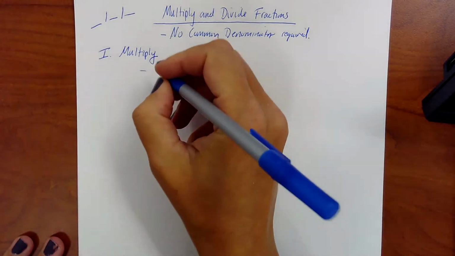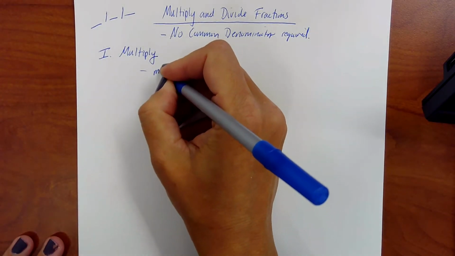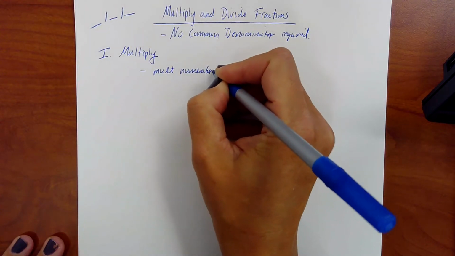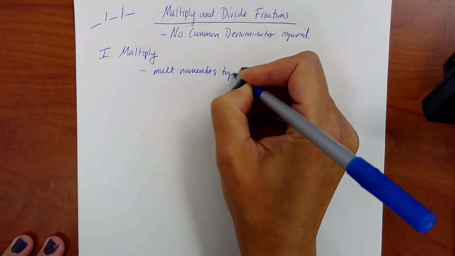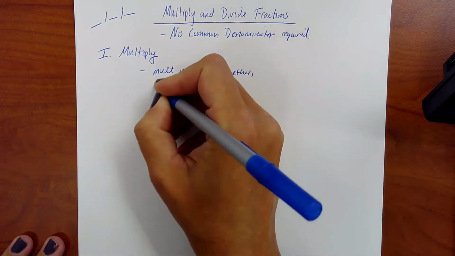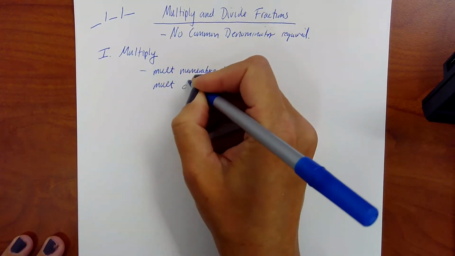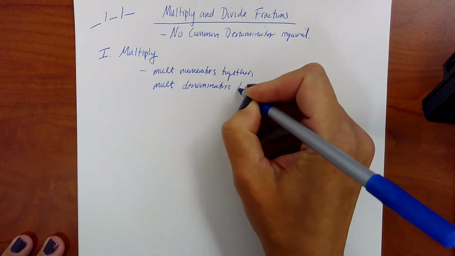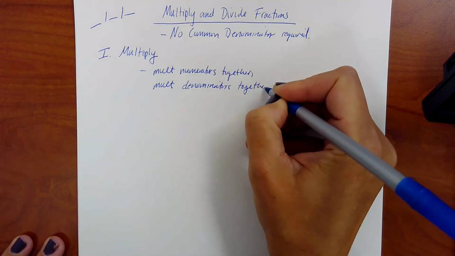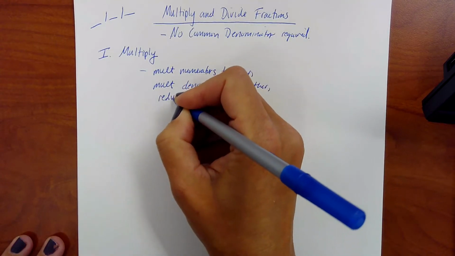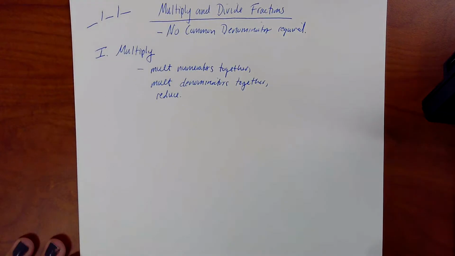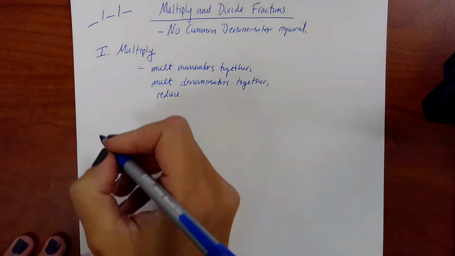The rule for multiplying is you really can just multiply the numerators together, then multiply the denominators together, and then reduce. Multiply the numerators together, the denominators together, and then reduce. So let's do an example.